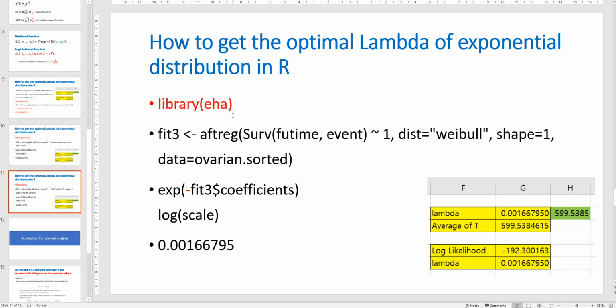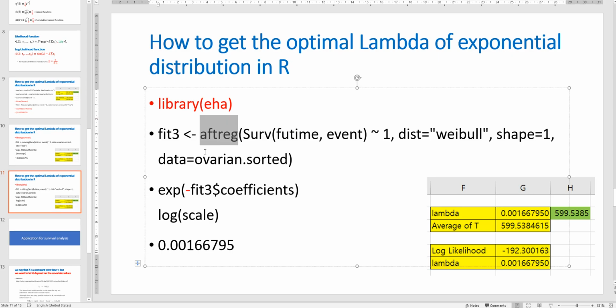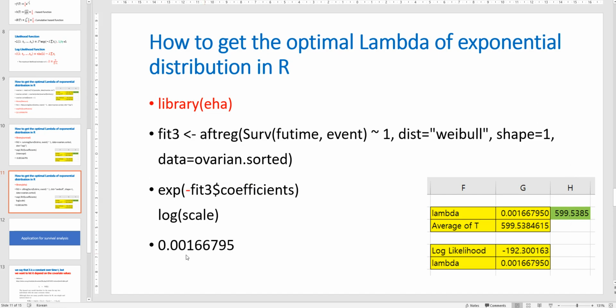And the third method is to use the eha library. If you use aftreg, accelerated failure time regression, and specify the distribution as weibull and the shape as 1, then it assumes an exponential distribution. So again, the exponential of the negative coefficients shows you the optimal lambda, all right? I hope the previous video and this video were useful to understand how to get optimal lambda in R.